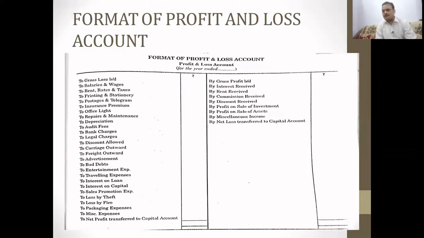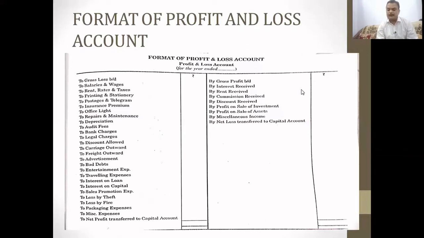On the debit side of the profit and loss account, we show gross loss and all types of indirect expenses which are not shown in the trading account, like salary and wages, rent and rates, printing and stationery, postage and telegram, insurance, office lighting, repairs, depreciation, audit fees, bank charges, legal charges, discount allowed, bad debts, etc. All of these items are indirect expenses, and all indirect expenses are shown on the debit side of the profit and loss account.